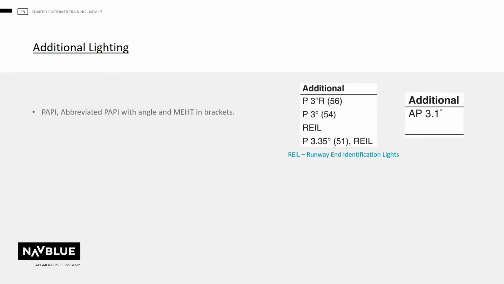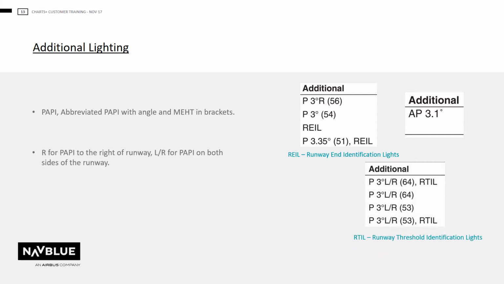Any additional lighting such as PAPIs or VASIs will be shown here with the angle and the minimum eye height above threshold. Additional lighting will be on the left unless mentioned.